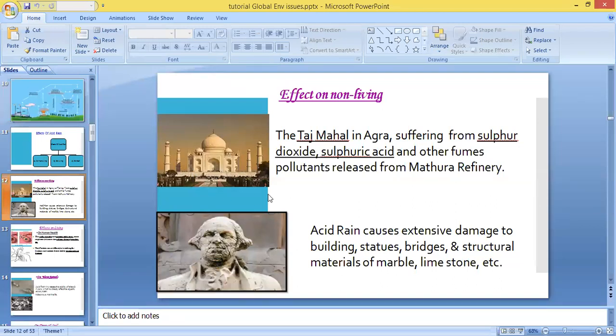You can see acid rain causes extensive damage to buildings, statues, bridges, and structural materials of marble and limestone. In the case of air pollution also, we saw that some of the sculptures and monuments lose their original color or shape due to the high deposition of sulfur and acid.